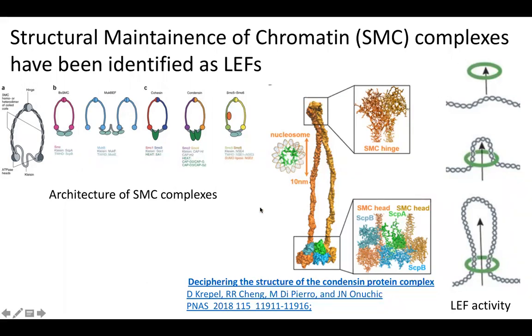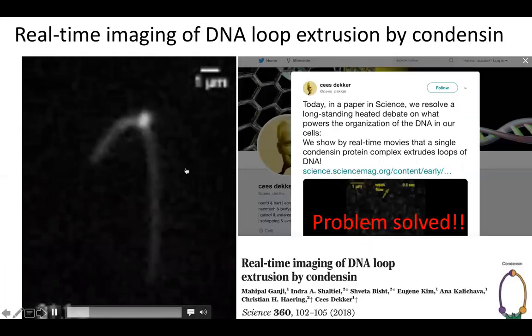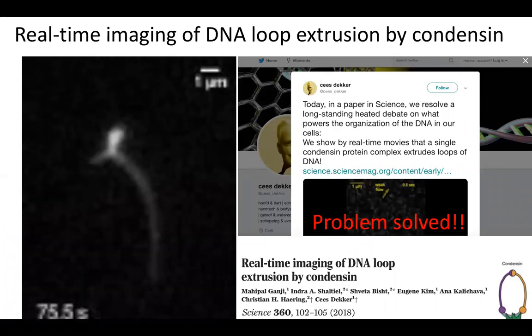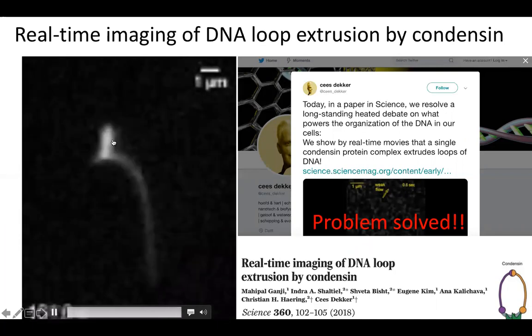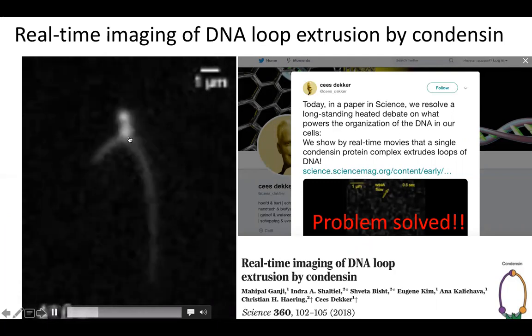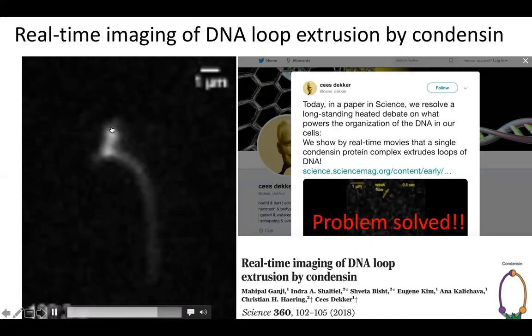It's very clear that indeed cohesin is connected to TADs, because if you get rid of these factors by knocking out a piece of them, then the features that correspond to these TADs, these little square things, are much diminished. And then, of course, there are these beautiful single molecule experiments. This is a single molecule of fluorescent DNA being exposed to condensin. And what you can see is a condensin molecule landing on this DNA and then extruding a loop out here.